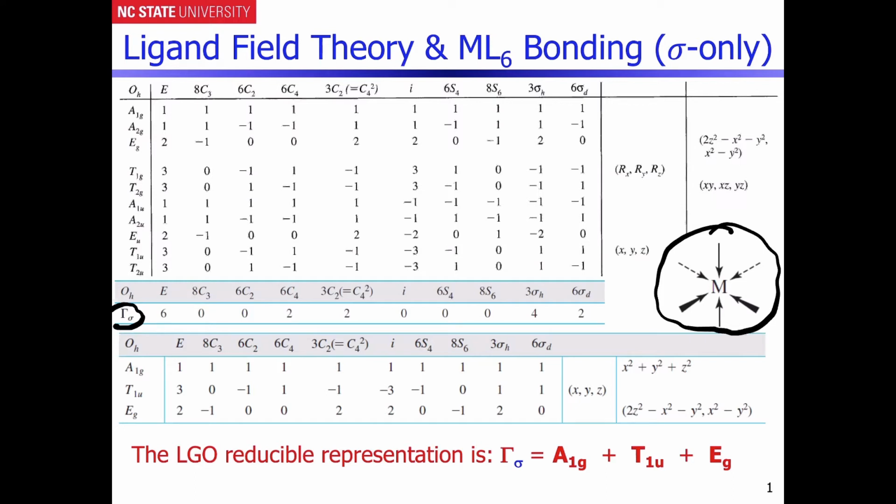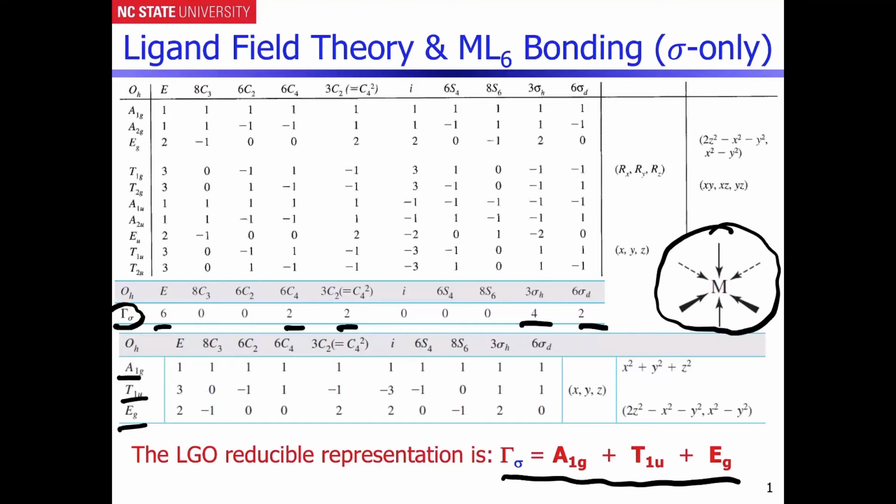effectively wherever those vectors are unshifted are sort of seen in this representation. And then of course you have to reduce that to its irreducible components, and you get the symmetries for the sigma bonding vectors for those ligands. And so therefore the ligand group orbital then becomes A1G plus T1U plus EG.